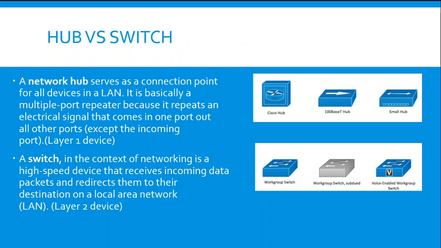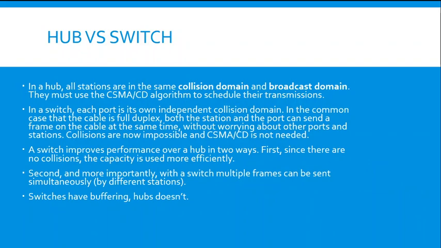The hub serves as a connection point for all devices in the LAN. It is basically a multiport repeater because it repeats an electrical signal that comes in one port out all the other ports except the incoming port. It is a layer 1 device. A switch in the context of networking is a high-speed device that receives incoming data packets and redirects them to their destination in a local area network, and it is a layer 2 device. In a hub, all stations are in the same collision domain and broadcast domain. They must use the CSMA/CD algorithm to schedule the transmission.